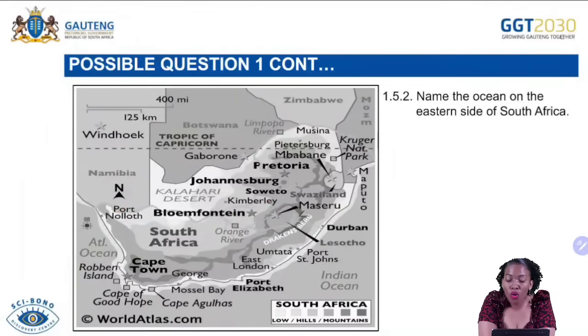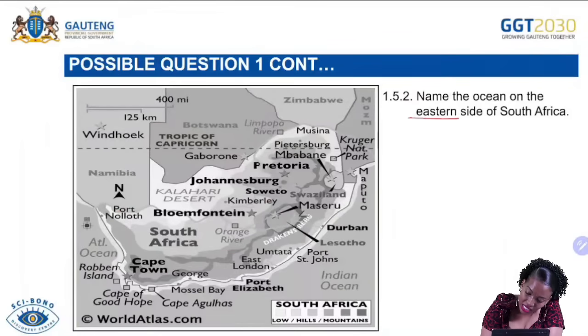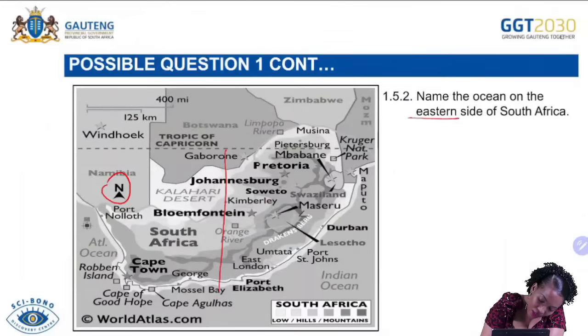1.5.2, name the ocean on the eastern side of South Africa. Now they're saying eastern. They want you to use your compass direction. So you will draw your compass direction in the center of South Africa. They say up there is what is north. And you know that you must never, ever smoke weed.